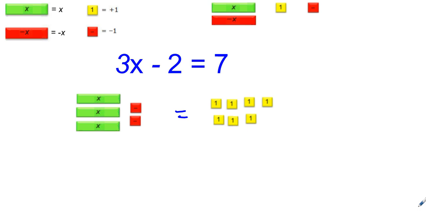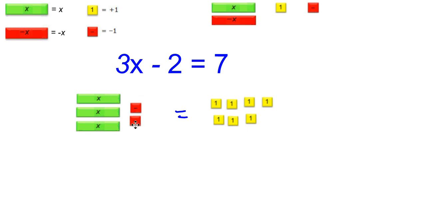In this video, we are looking at how to solve equations using algebra tiles. Below, you can see that the equation is modeled with 3x minus 2 equals 7. So we're going to look at how we can solve for the variable x. So I want to know what 1x equals.